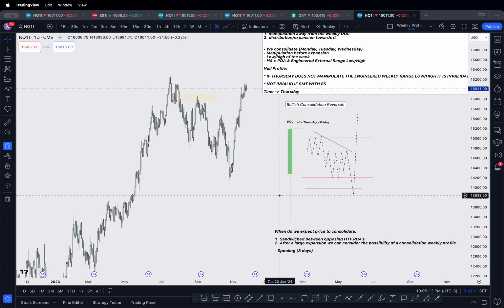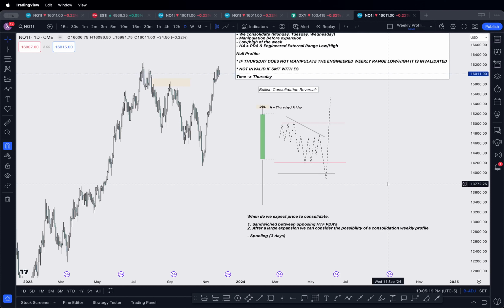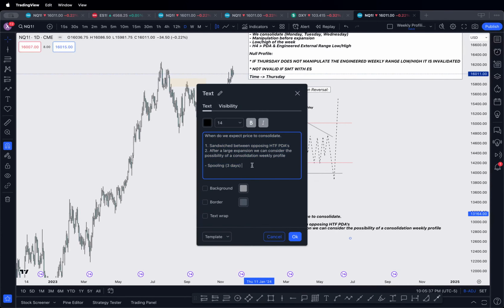Somewhat? Okay, cool. So the PD array we're looking for, again, we can look for any time frame PD array on Thursday, or any type of PD array. It can be a rejection block, it can be an order block, it can be a fair value gap. These are the types of PD arrays you're looking for. It can be an RDRB, it can be a volume imbalance. You guys know your PD array matrix, right? Okay.